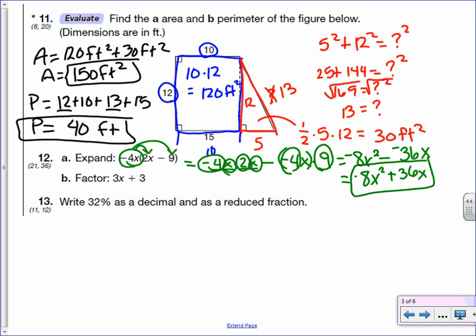Now to factor, we look and say, what do these two terms have in common as factors? And they both have a 3. So I could write 3x as 3 times x, and I could write 3 as 3 times 1. Now this is going to go in the place of where that negative 4x was outside the parentheses before. So I'm going to have a 3 outside, and then inside the parentheses is what's left, x plus 1. And you can distribute that back through, and you still should get 3x plus 3.